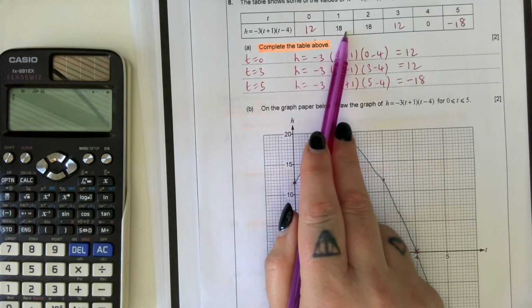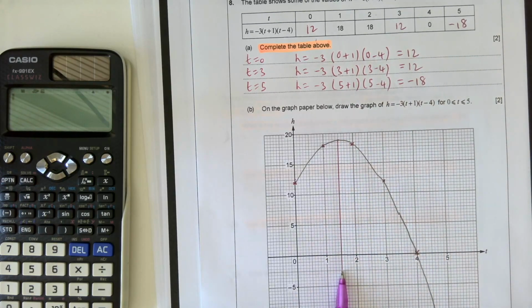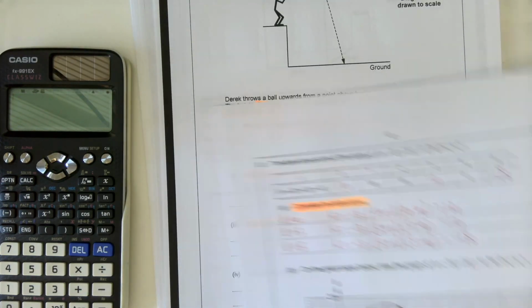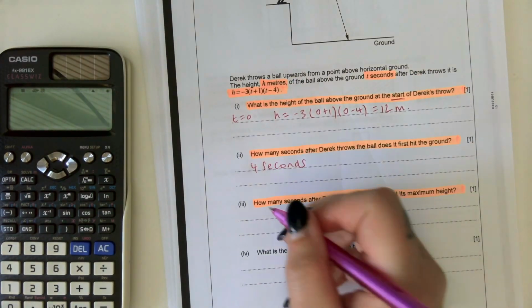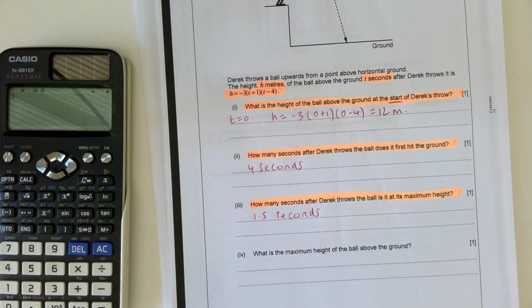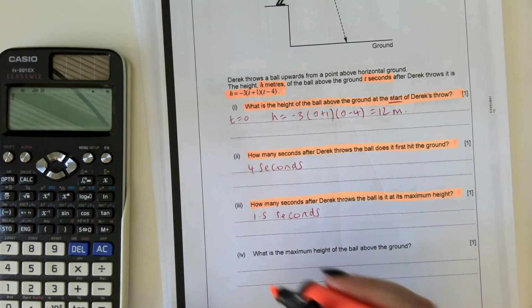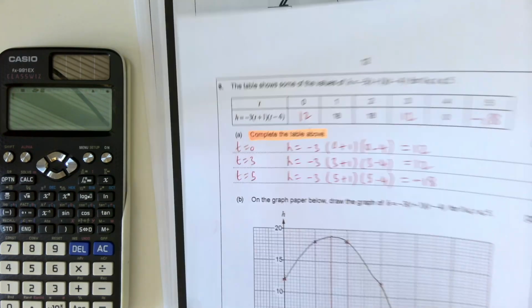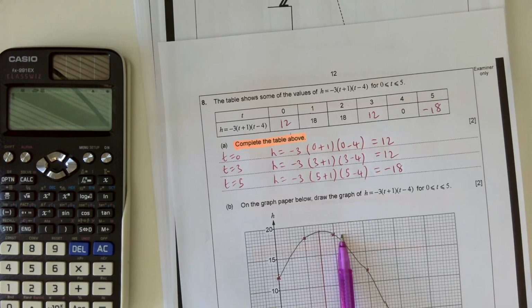That's when the curve starts to come back on itself. So 12, 18, 18, 12. So this is the line of symmetry. So it's halfway between 1 and 2. So that must be 1.5 seconds. And then part 4, what is the maximum height of the ball above the ground? So we're going to use our graph to read this off. However, we've roughly drawn the curve.